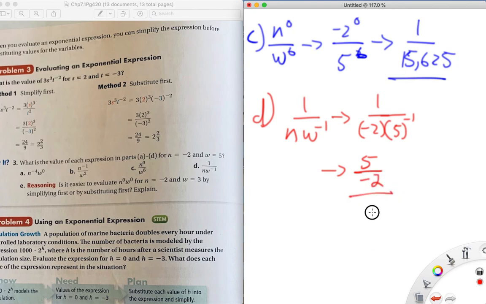negative 2/5. Now, I like my negative sign in the denominator, or I like my negative sign in the numerator, but it doesn't matter. They both mean the same thing.